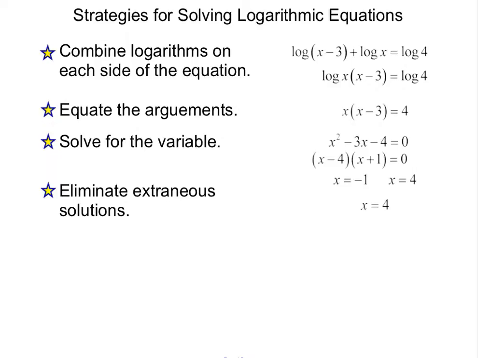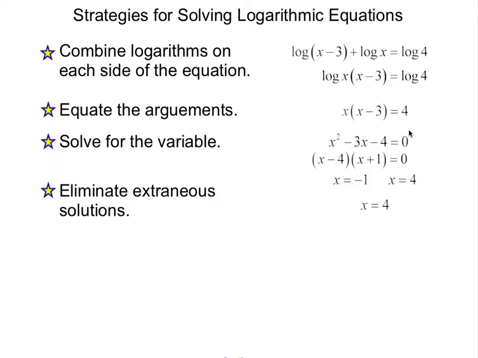Today we're going to talk about some more strategies for solving logarithmic equations. Here is one strategy. You're going to combine logarithms on each side of the equation. So you'll notice I have two logs added together equal to another log. Well, I know that the sum of the logs is the log of the product, so I combine these two into one. Then at that point, because I know I have equal logs on both sides, the arguments must be equal. So I know that x times the quantity x minus 3 has to be 4.